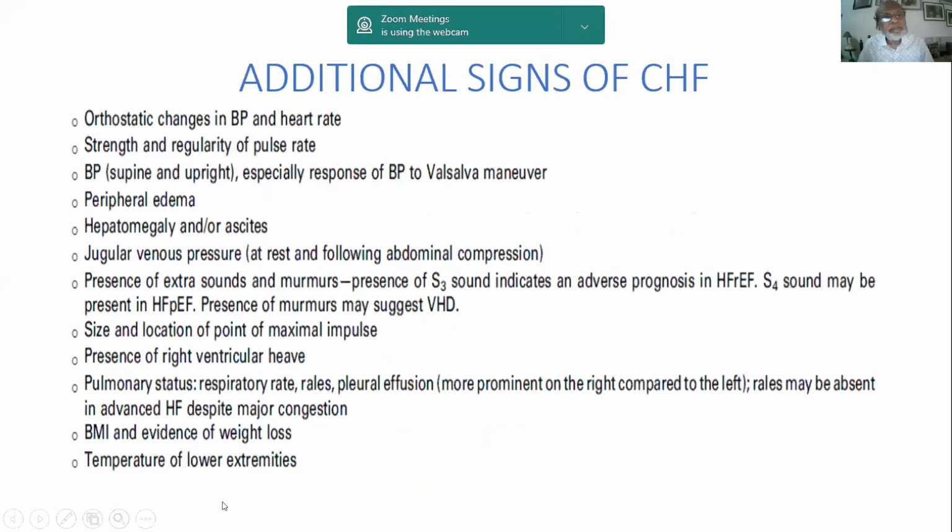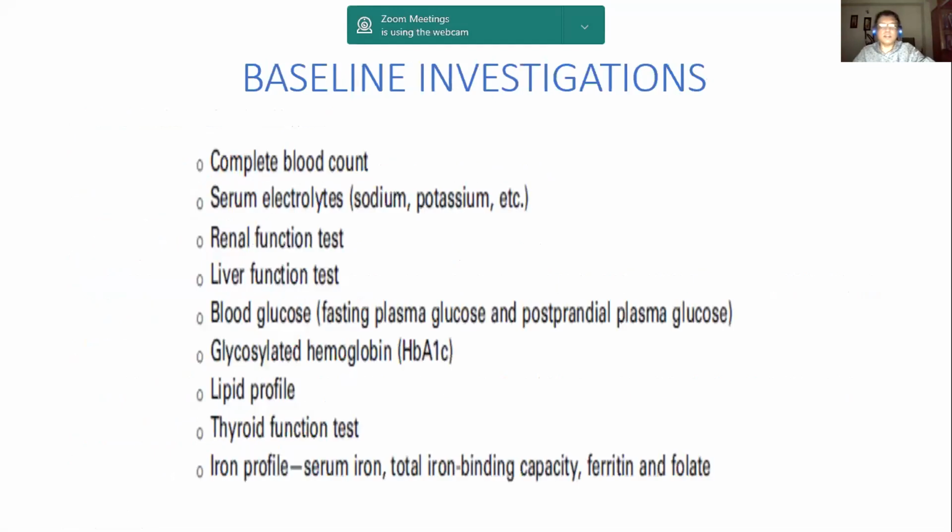And the temperature of lower extremities: the extremities may be cold in patients with low cardiac output. If we find a patient with fatigue and with low BP, their temperature in the legs will be lower. And if they are taking beta blockers, if the beta blocker is non-vasodilatory, it will further reduce the temperature of the lower limbs, which might mimic peripheral vascular disease.